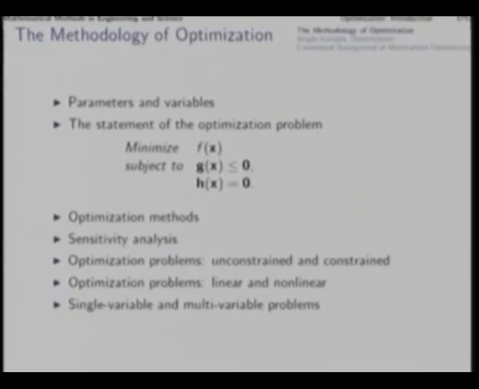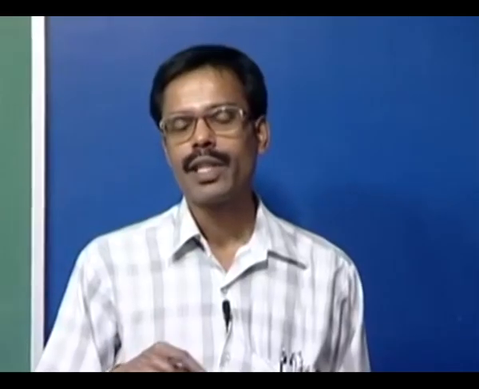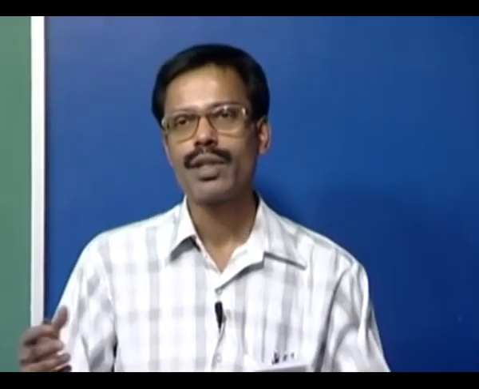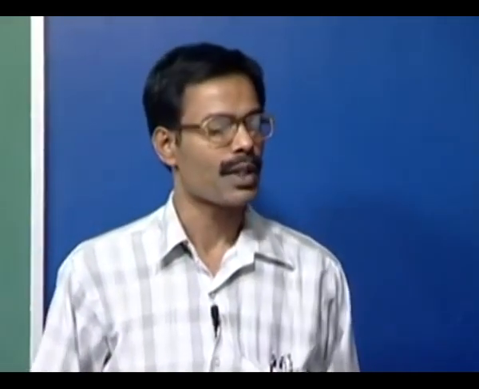Now, you could also classify the optimization problem as single variable and multivariable problems. A single variable problem has a single variable, and in multivariate problems you have several variables in hand with which to play around to minimize the objective function.